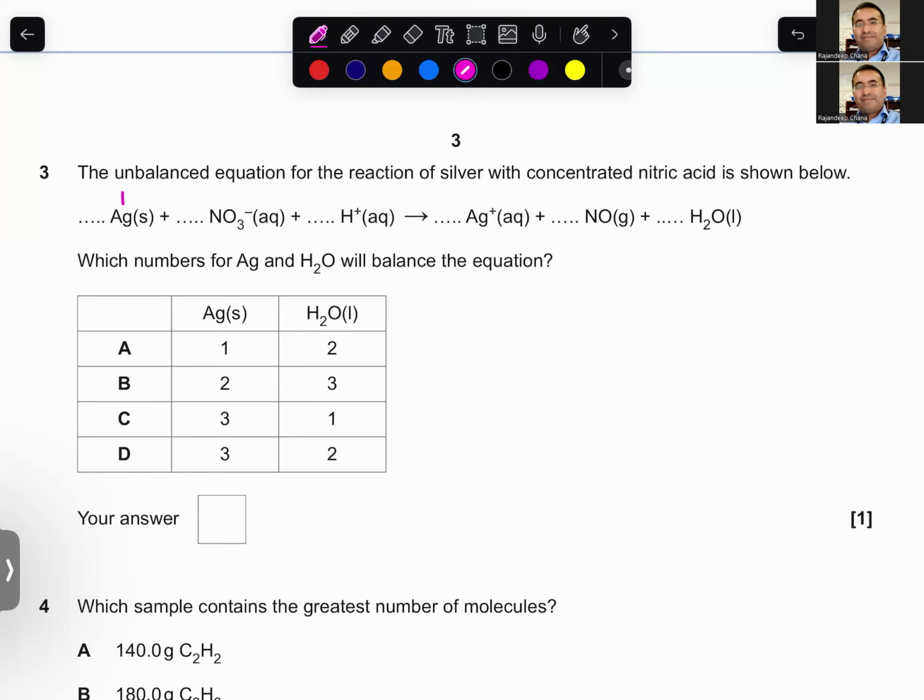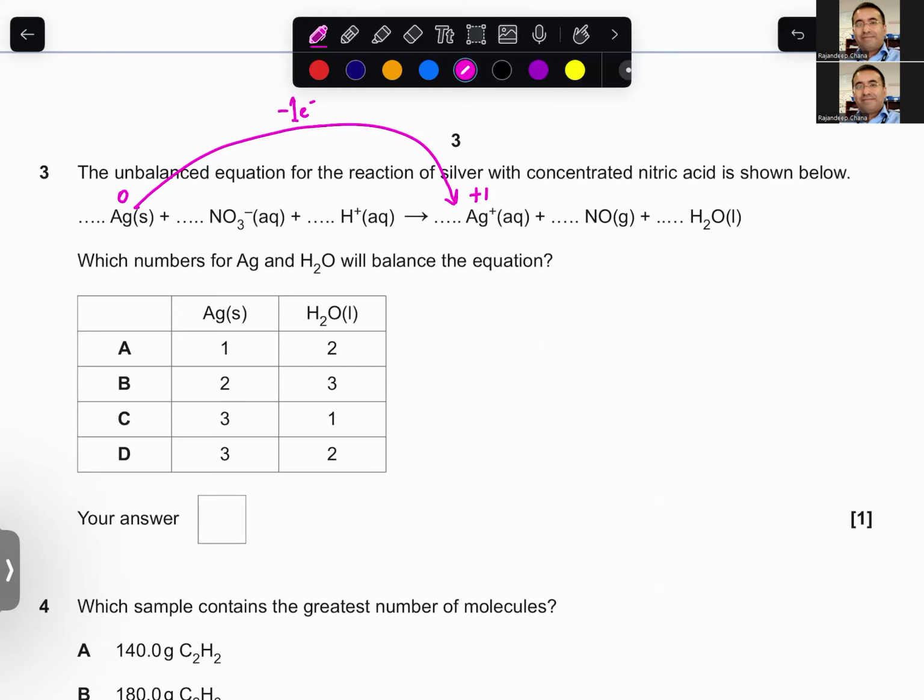You see, silver has got a 0 oxidation number here. Any element in its standard state has an oxidation number of 0. It goes from 0 to +1. So what's going on here? It's losing 1 electron.